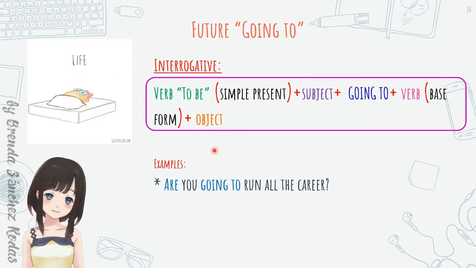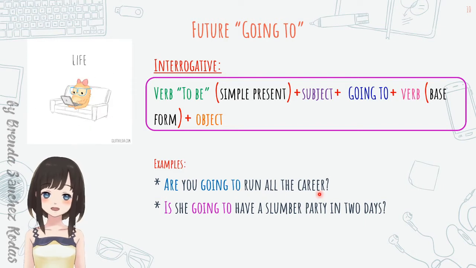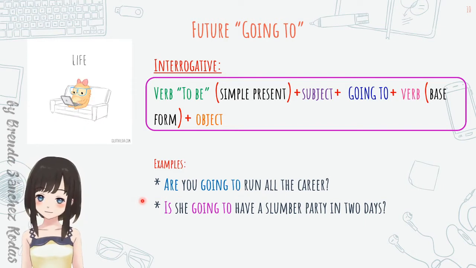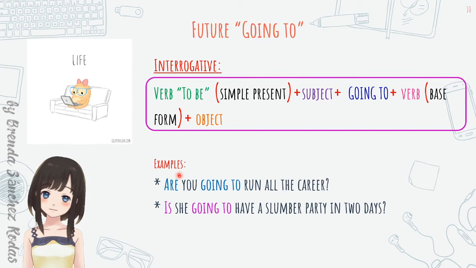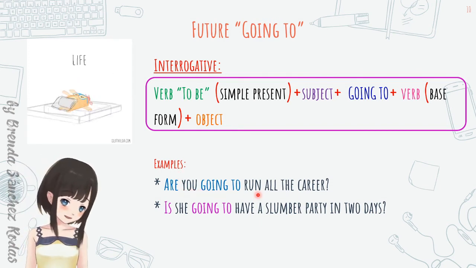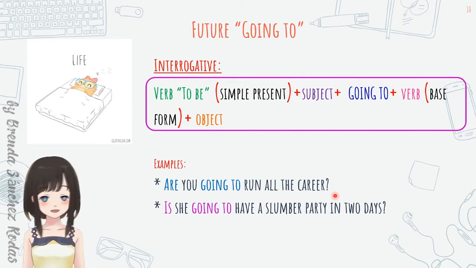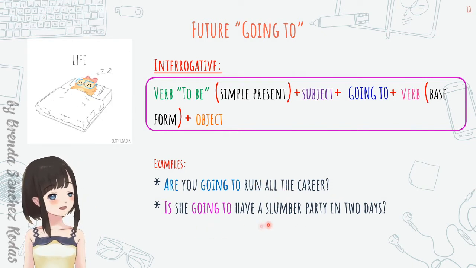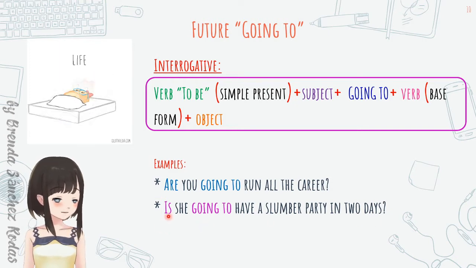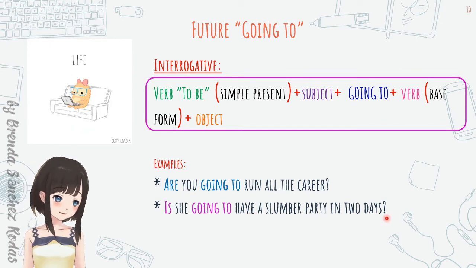We have some examples. Are you going to run all the career? So this is one. This is the verb. It goes to the beginning. After the subject, going to, and the other verb and the object. Okay. Is she going to have a slumber party in 2 days? The same. Verb to be, subject, going to, verb in base form, and the object.